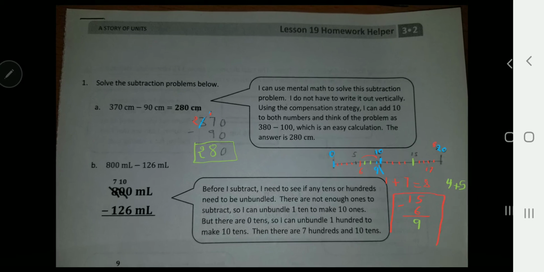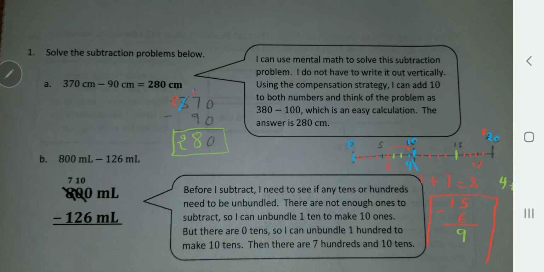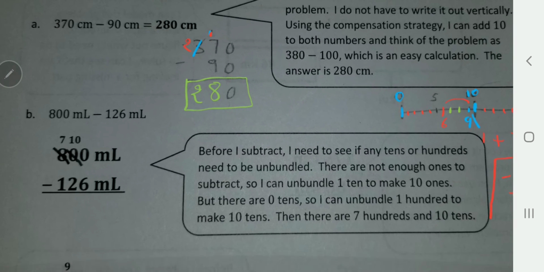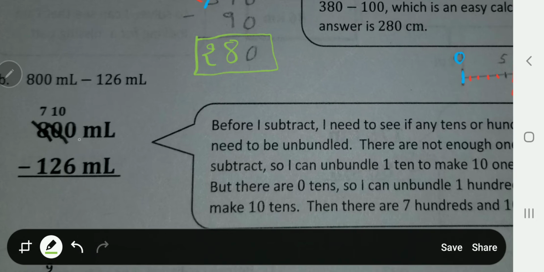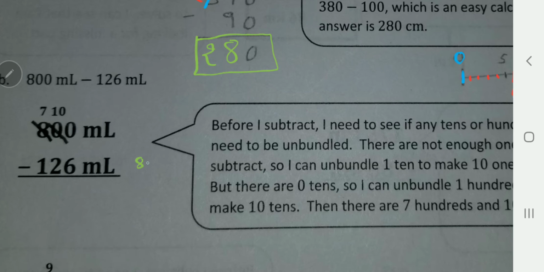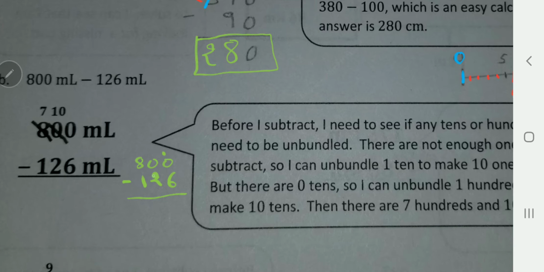So now we have another problem to do. I'm going to do it here. So we have 800. I'm going to show you the way I do it. So 800 minus 126. Very good. So same thing, 0 is smaller than 6. We're going to make it 10. We put a small one here, it becomes 10, right?